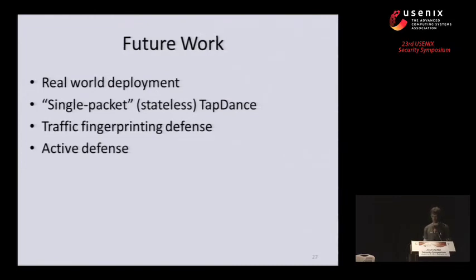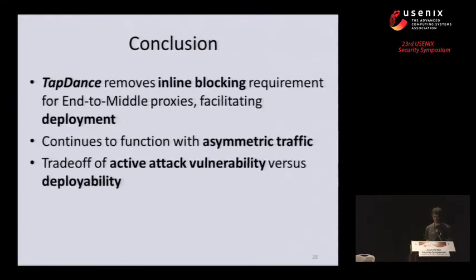Other areas are traffic fingerprinting defenses. How do we find ways to prevent the sensor from seeing that this looks like a weird connection, either through round-trip timings or the packet lengths being different than it expects? This is an open problem not only in TapDance or end-to-middle proxies, but even normal proxies as well. And finally, looking at active defenses specific to TapDance, how we can do that with an ISP's permission and how those are effective against the probes that the sensor might send.